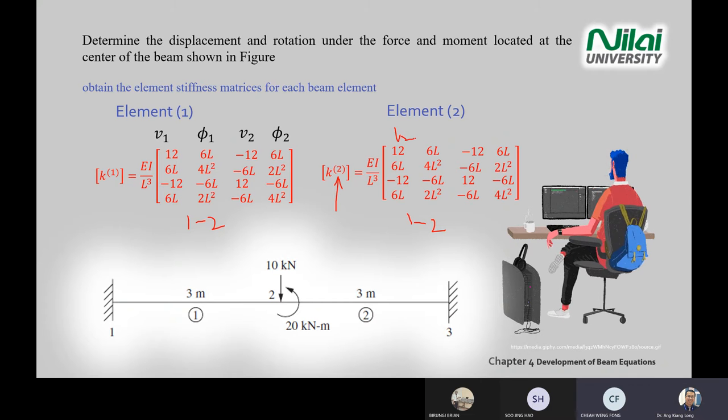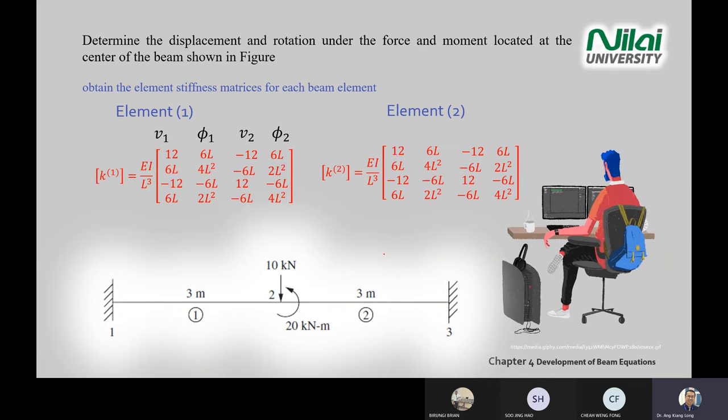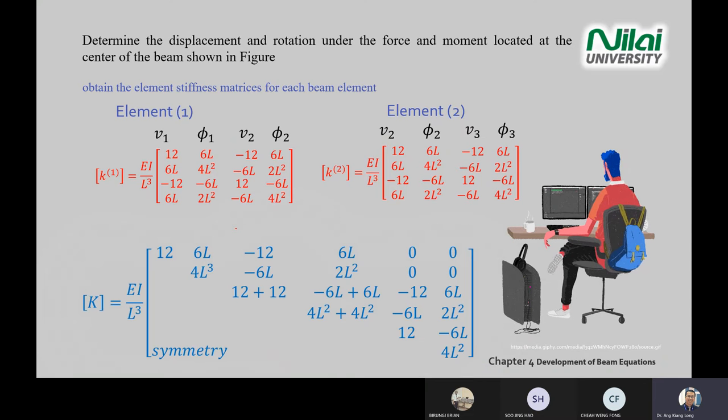V2, rotation 2, and V3, rotation 3. Okay, good. All right. Then after that, you just combine superposition, combine them into a big matrix like what you see here.